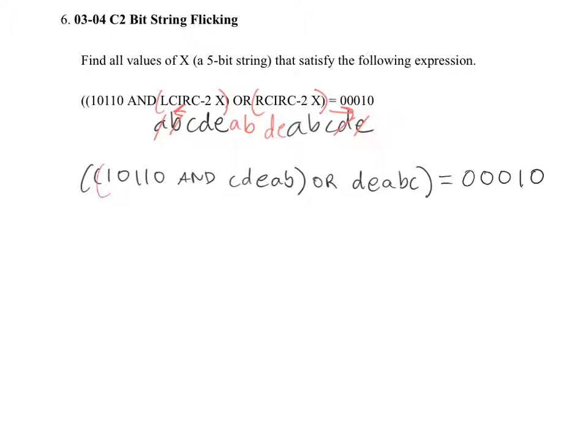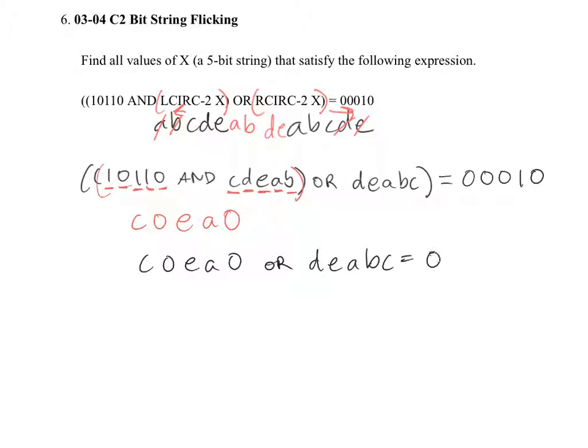Okay, so now we can do this parentheses, and we can compare each of the digits individually. So we have 1 and c is going to be c. If c is 0, it's 0. If c is 1, it's 1. Then we have 0 and d is going to be 0. 1 and e is going to be e. 1 and a is going to be a. And 0 and b is going to be 0. Now if I rewrite this, it's C, 0, E, A, 0, or D, E, A, B, C equals 0, 0, 0, 1, 0.